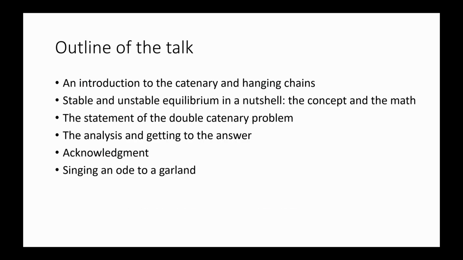So this will be the outline of the talk. We will go through an introduction to the iconic catenary shape and its relation to hanging chains. Then we will briefly talk about stable and unstable equilibrium, the mechanics of that and the math that goes with it. And then we will state the double catenary problem, which is the essence of the talk. And then we will go through the brief analysis and try to get to the answer. And then we will end with an acknowledgement and also a proclamation.